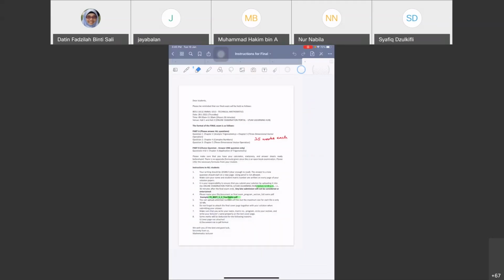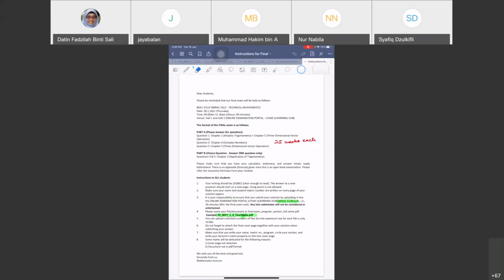Okay, I have this instruction, where I'm also going to, oh no, I've already uploaded it into ULearn. Later on you can get this instruction also.